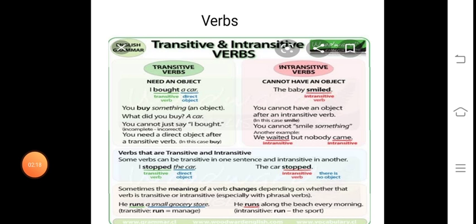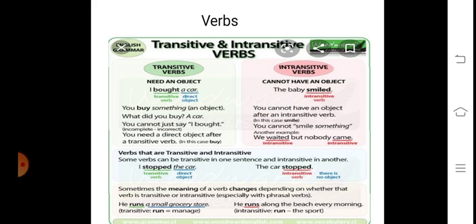Now, the verbs are classified into transitive and intransitive verbs. So, we can classify verbs into these two types. Some verbs need an object or objects. When a verb has an object, it is a transitive verb. It needs an object to complete its meaning. See the example over here. I bought a car. So, bought is a transitive verb to which an object is there, a car.